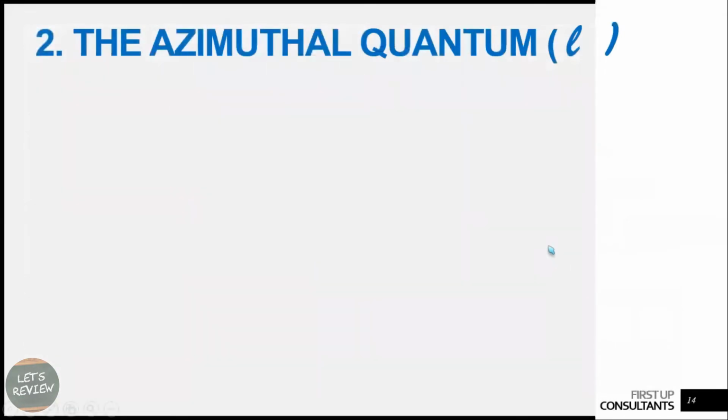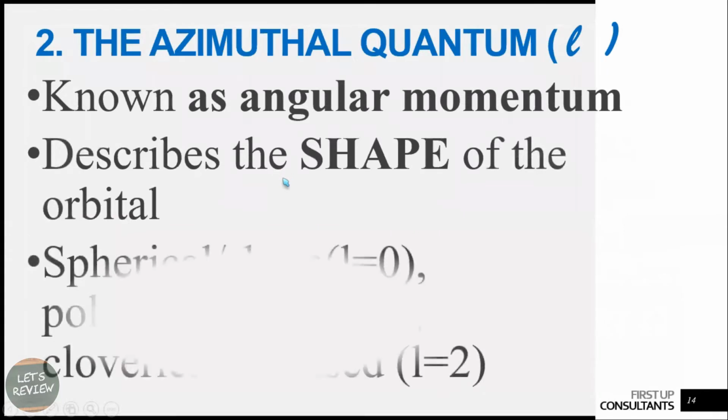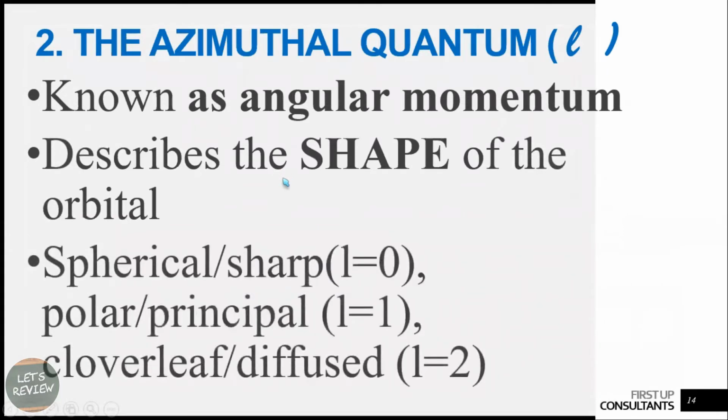The second is the azimuthal quantum number, and the symbol is small letter l. It is known as the angular momentum. It describes the shape of the orbital, the S, P, D, F. S for spherical or sharp, P for principal, then we have D for diffuse, and F for the, say, complex shape.